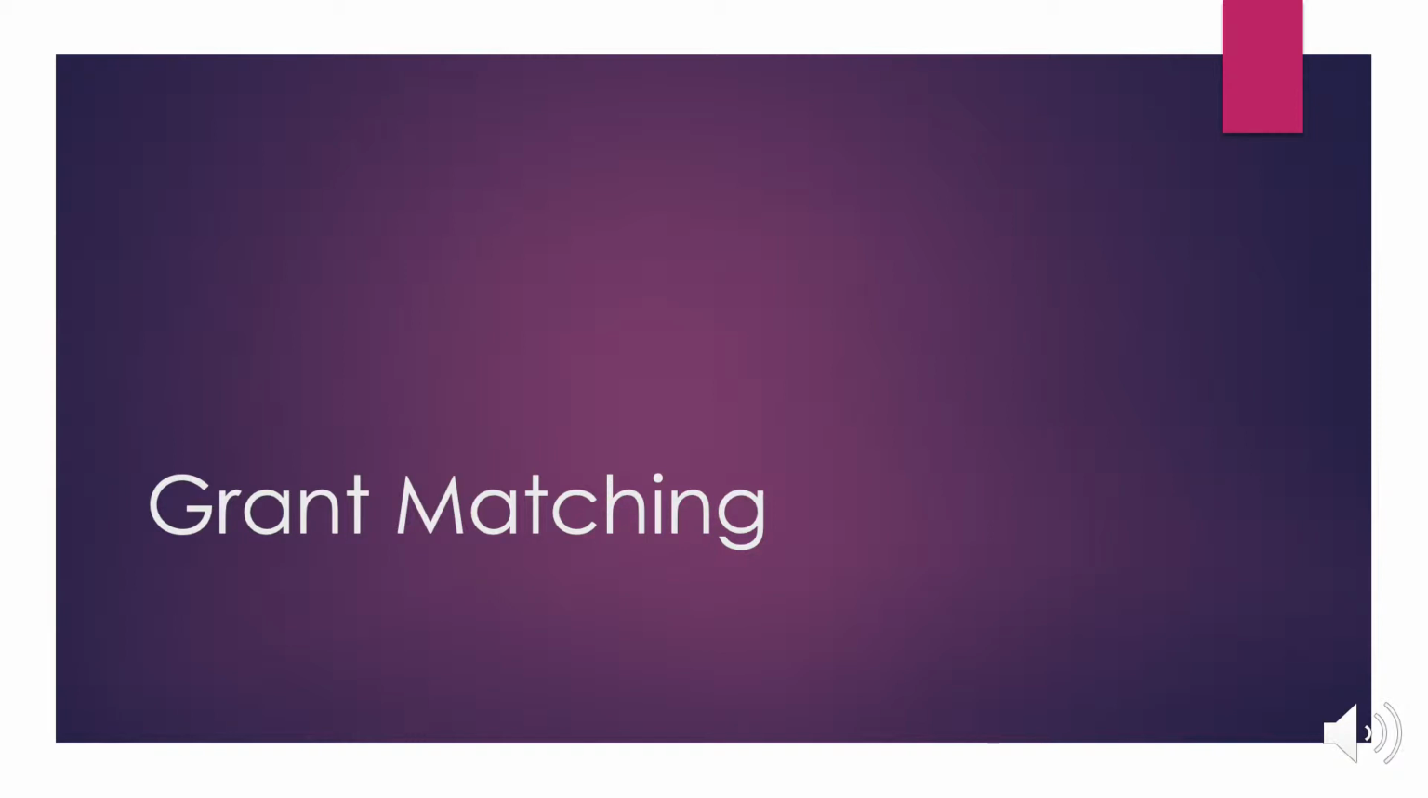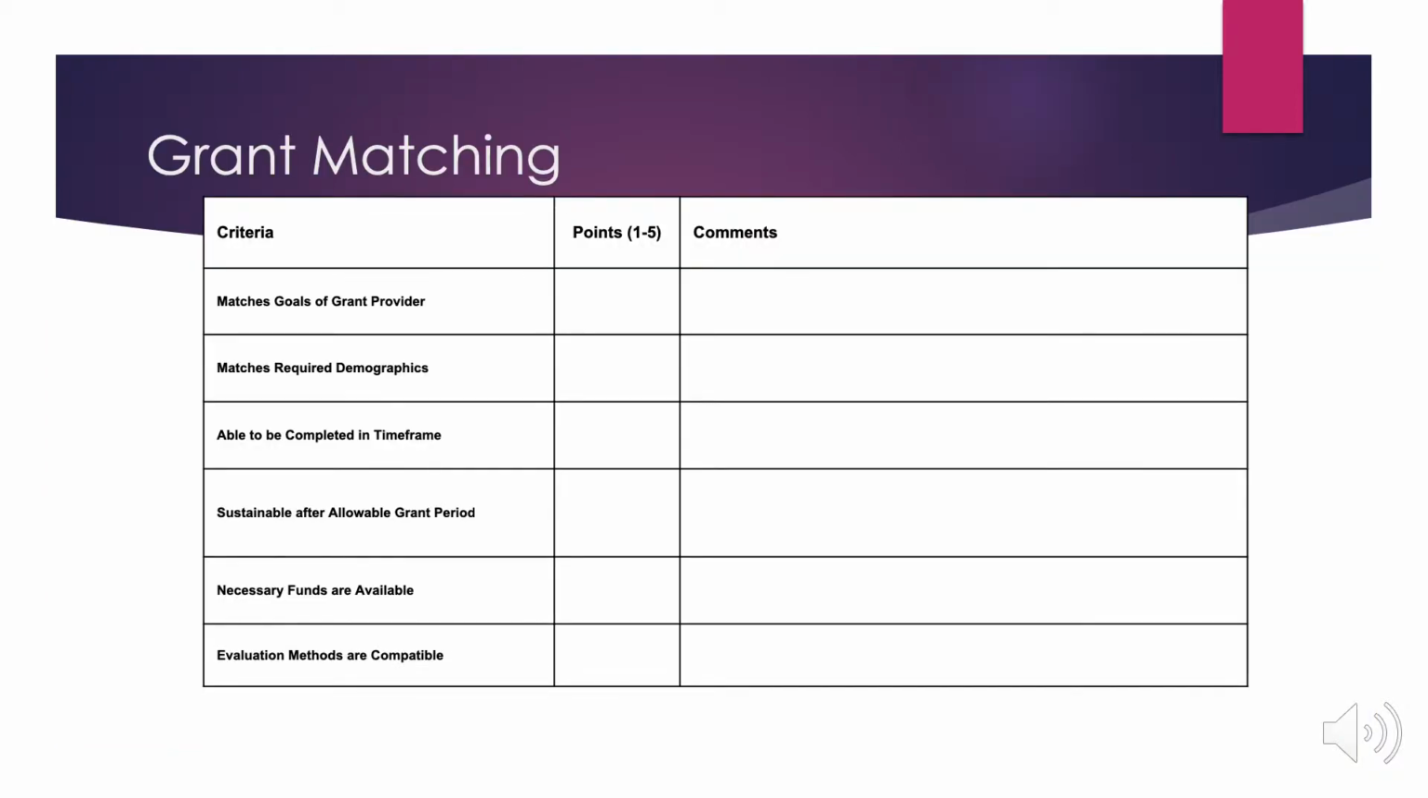There's 6 categories or more that the grant provider will be looking at. So if a score of 3 or higher is not given for each, it is doubtful that it is a good match. So starting out, you have to make sure that your goal matches that of the grant provider.